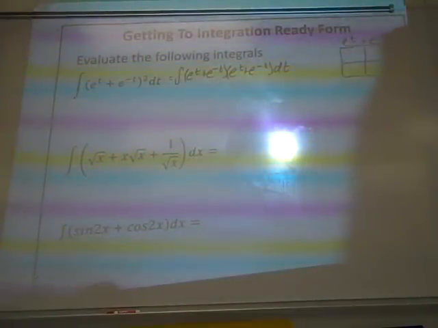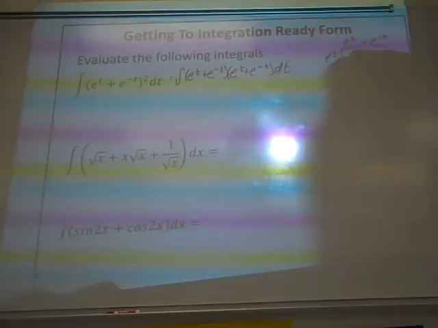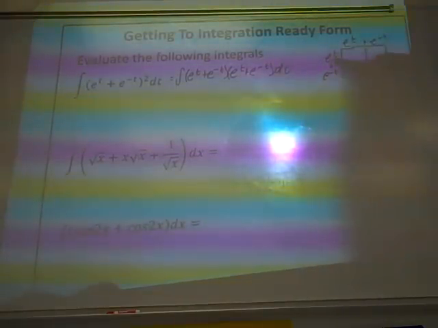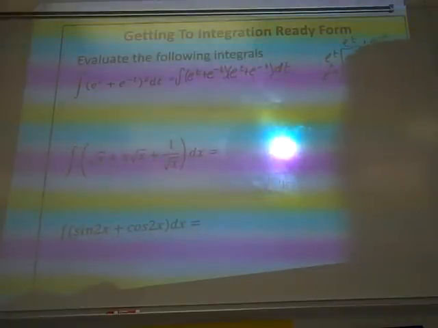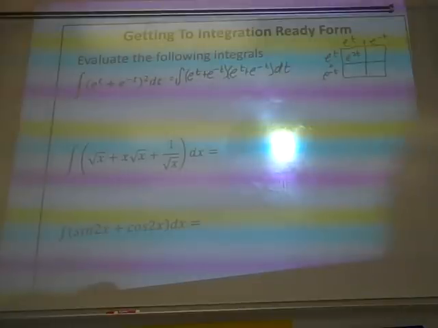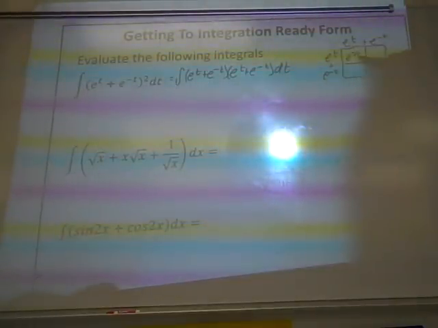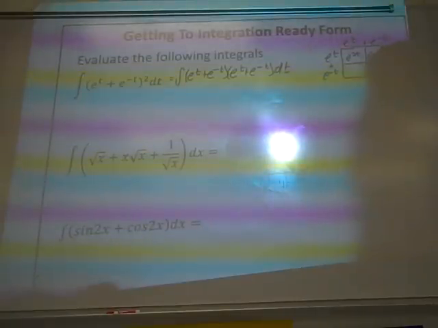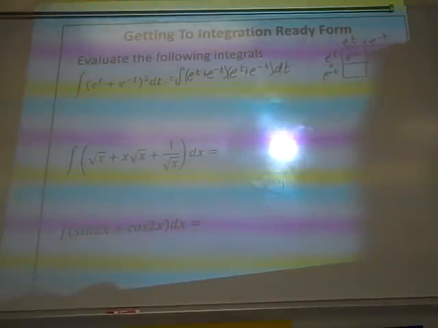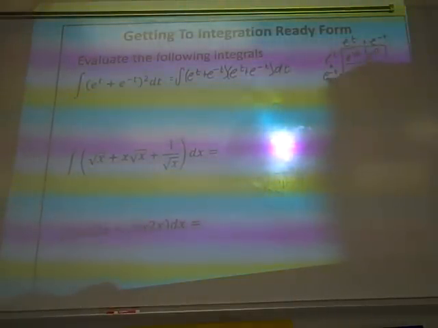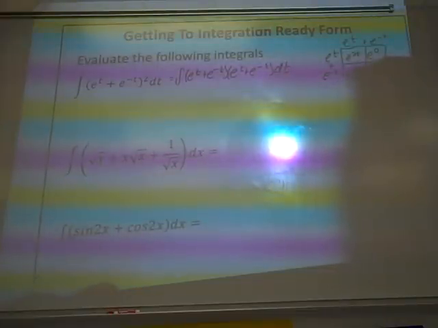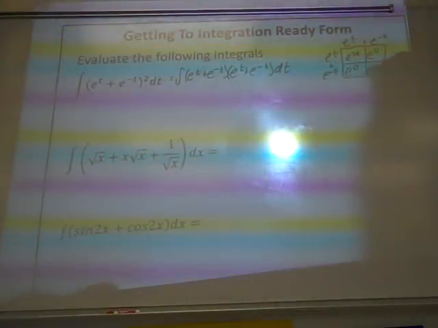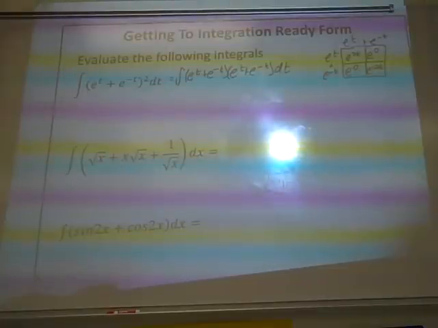A popular move at my school is we would make the box: e to the t plus e to the negative t, e to the t plus e to the negative t, and now we multiply. e to the t times e to the t is e to the 2t, right? The bases are the same, so you add your exponents. e to the t times e to the negative t, bases are the same, add the exponents, e to the 0. e to the negative t times e to the t, e to the 0. e to the negative t times e to the negative t is e to the negative 2t.